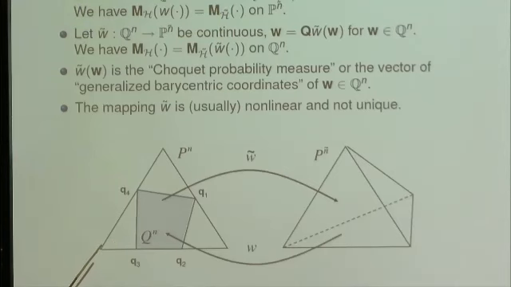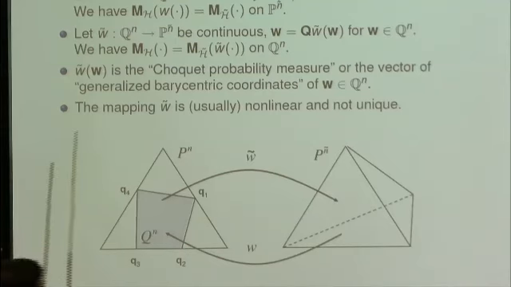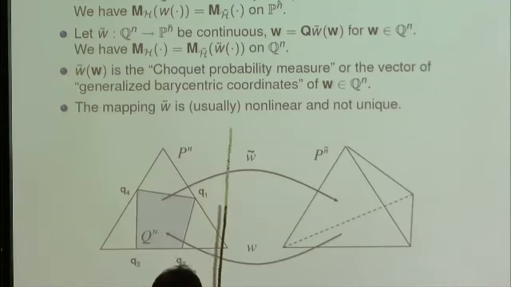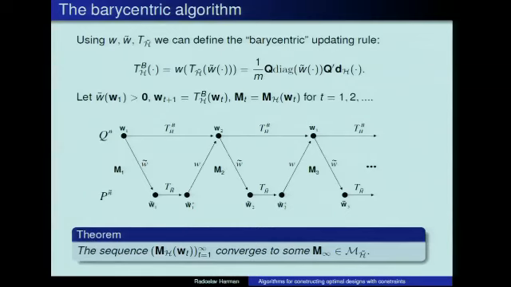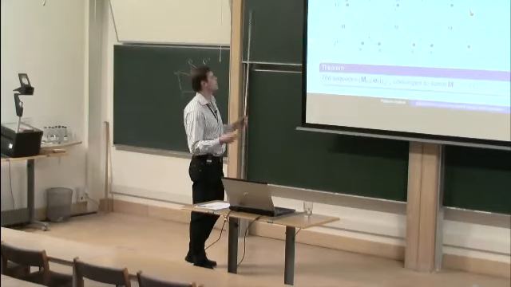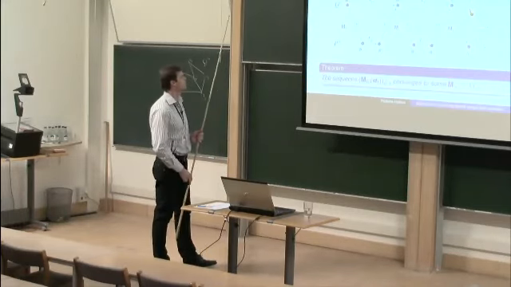Essentially what I've written here is this picture. Usually this map is nonlinear and is not unique. And it's a crucial point for application of this method. Using this function w tilde, and the multiplicative algorithm or multiplicative updating rule on the large space, I will call it a large space, we can define the so-called barycentric updating rule.